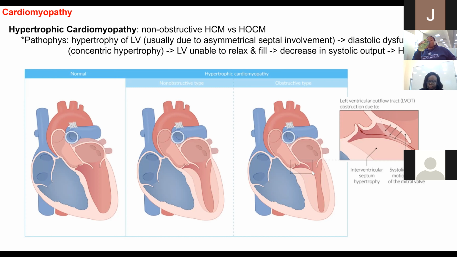What is diastolic dysfunction? When the left ventricle is unable to relax and fill. Okay, big thing to understand. Diastolic dysfunction, you can't fill it up. Okay, that's the biggest thing with concentric hypertrophy, hypertrophic cardiomyopathy.